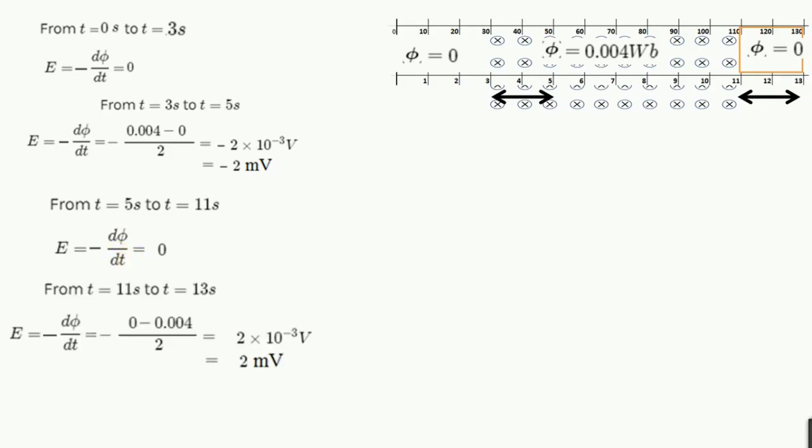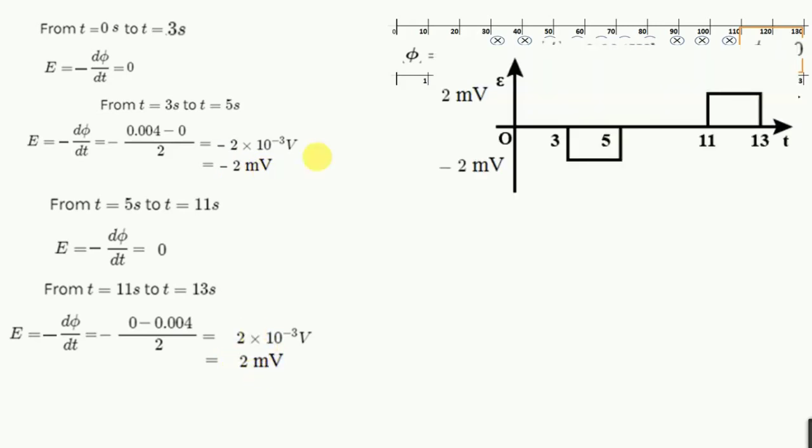Now from time 11 seconds to 13 seconds flux is changing from 0.004 to 0. So final is 0, initial is 0.004. You'll get minus into minus to be plus, and the same value. That means the EMF will go from minus 2 millivolt to 2 millivolt. So if you plot the graph, you will get somewhat like this.